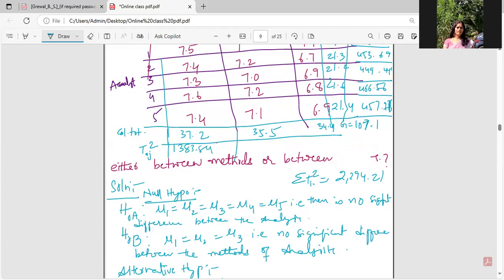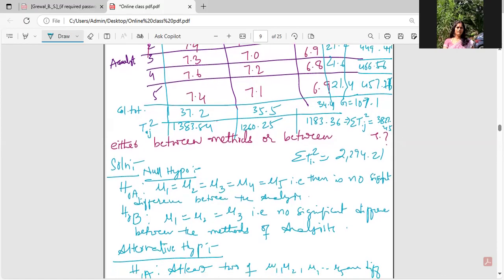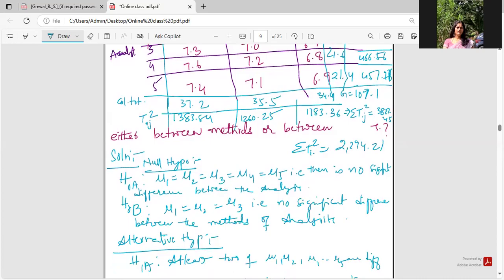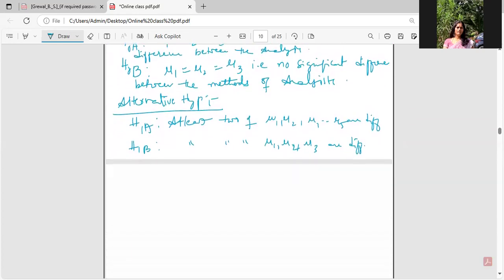1383.84 from the calculator. 1260.25. 1183.36. Okay. So I'll also be taking here summation T dot J squared value, which would turn out to be 3827.45. Okay. So I'll be using all these values to calculate different things over here.